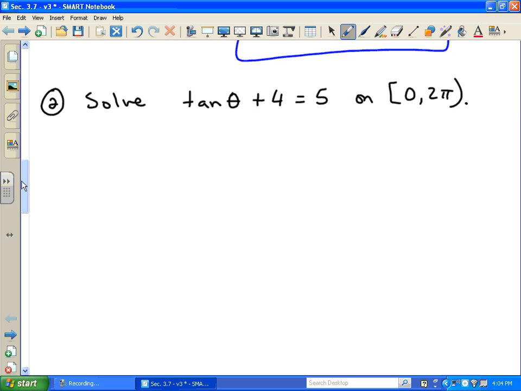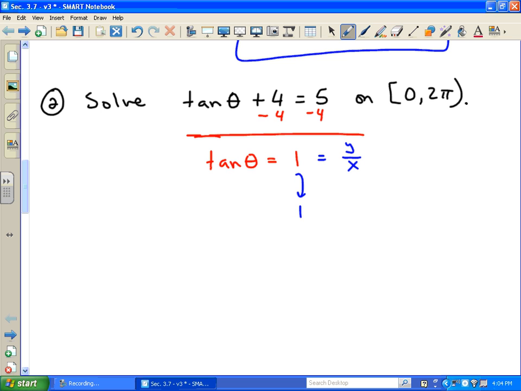This example asks us to solve tan of theta plus 4 equals 5 on the interval from 0 to 2 pi. First thing, I want to solve by subtracting over 4. So I have tangent of theta equals 1. In this situation, I have to be extremely careful because I know that tangent is equal to y over x. Y and x can either be positive or negative, and it totally depends on the value that I've gotten for the tangent. In this case, tangent is equal to 1.